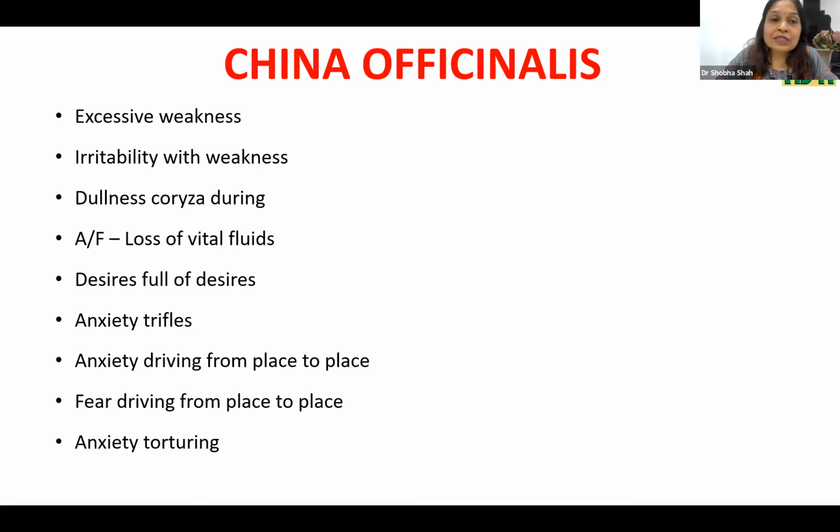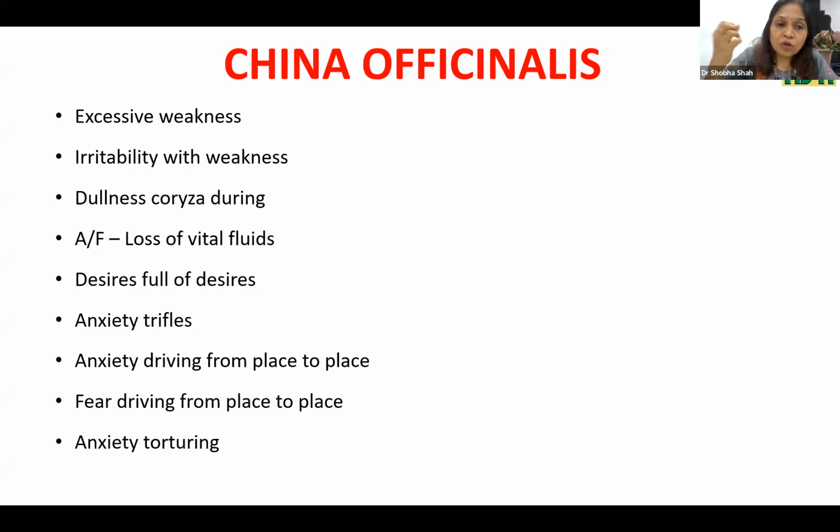So also excessive weakness, irritability with the weakness, and dullness, coryza during. Now, what is this dullness, coryza? Coryza is such a small symptom, meaning it is just a simple cold. But even a simple coryza is what happens to China. The China patient's activity goes down, he becomes dull and he becomes weak. Meaning, even that smallest of things is affecting him that much.